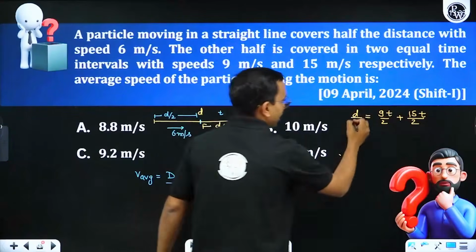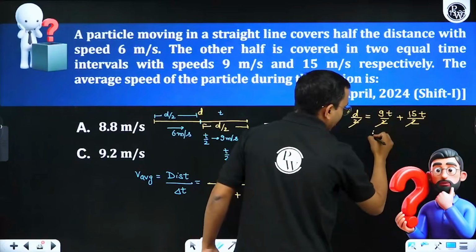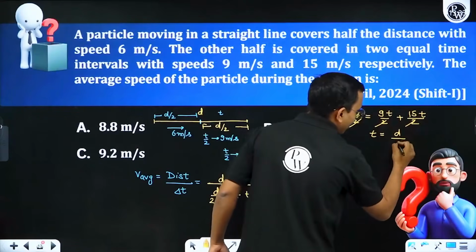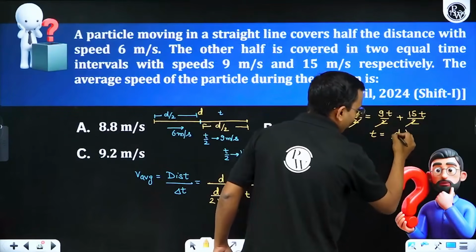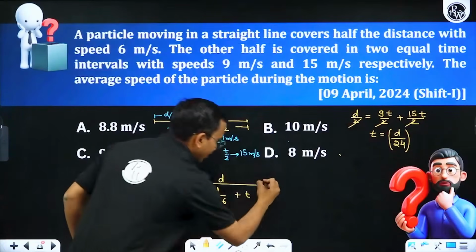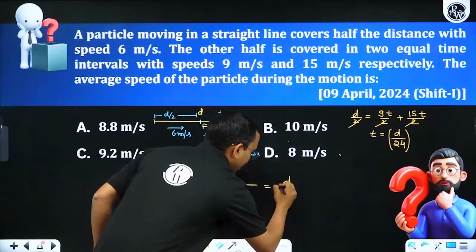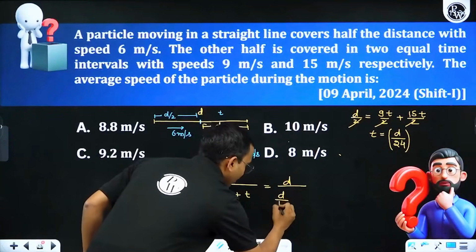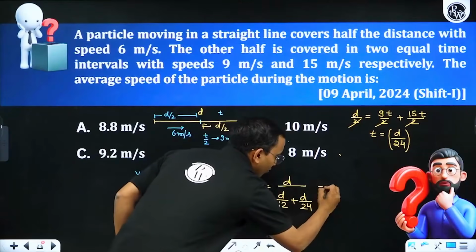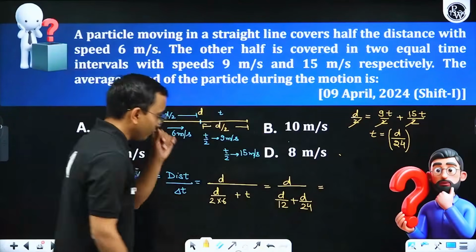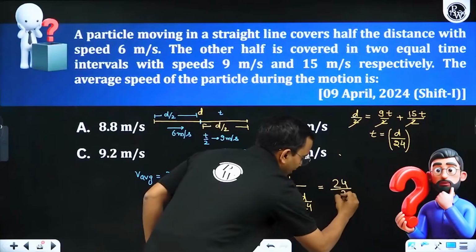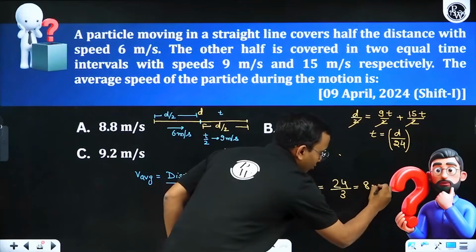Okay, and from there I got my t, that is d divided by 9 plus 15, that is 24, so d divided by 24. I'll write it here. So this will become d divided by d by 12 plus d by 24, and what it will become from here is 24 divided by 3, that is 8 meters per second.